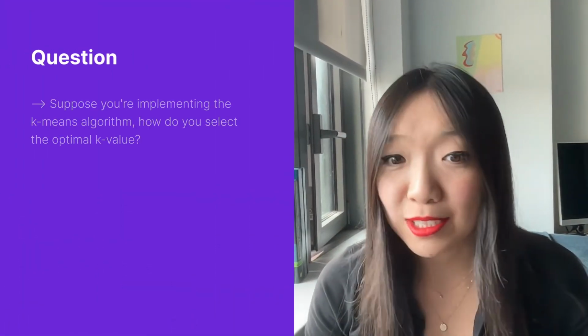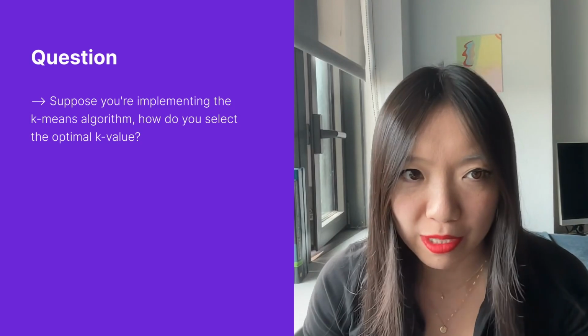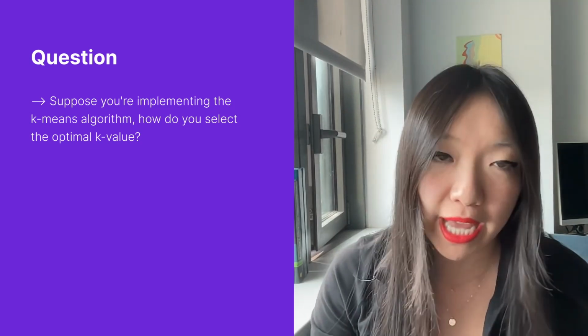Okay, amazing. So without further ado, our question today is, suppose you're implementing the k-means algorithm. How do you select the optimal k value?